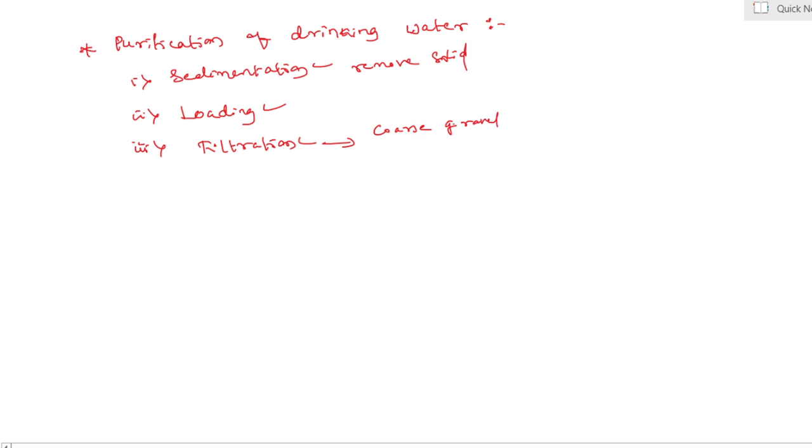Yes, it is present at the bottom of the tank, and second is fine gravel. Yes, it is present in the center, and third one is fine gravel at the top. Fine sand is used at the top of the tank. Afterwards, the process of chlorination takes place.